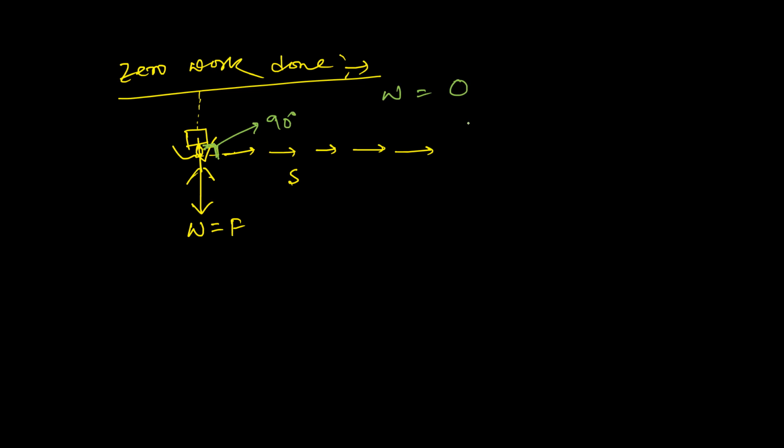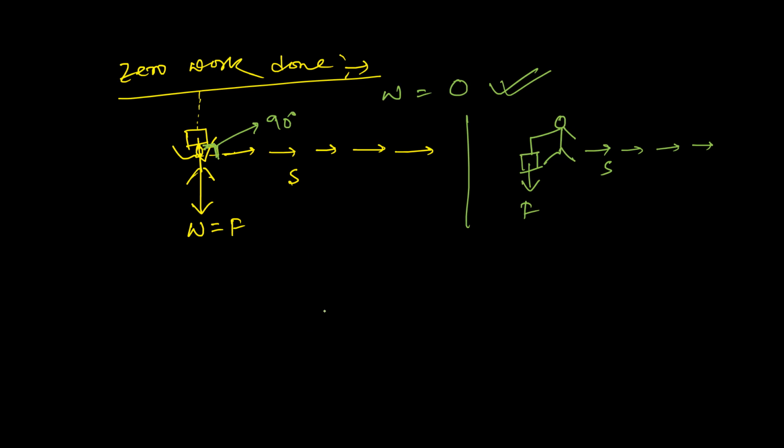Suppose I am giving you another example. Suppose that is you and you are having a suitcase in your hand, and you are just walking on the road. So in this case, what is the value of work done? The weight of the suitcase is working in the downward direction. That is one kind of force, but your displacement is along this direction. So in this case, as you can see, the angle between the force and displacement is about 90 degrees. So in this case also the work done is equal to 0.